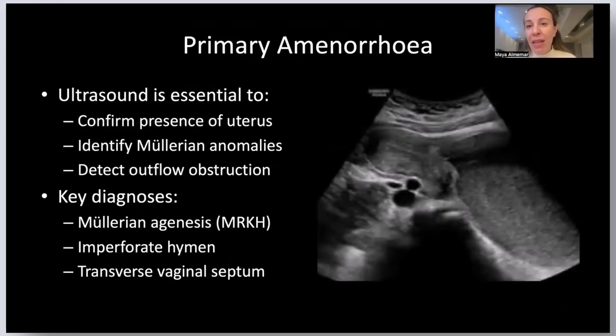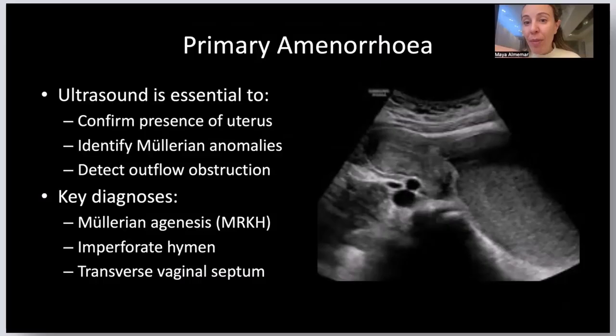Of course, included in delayed puberty is primary amenorrhea. And here again, you want to confirm the presence of the uterus, identify the Müllerian structures and potential differences in development. In particular, you'd be looking at outflow obstruction, which can present in this way. So a key diagnosis you might make would be Müllerian agenesis or Mayer-Rokitansky-Küster-Hauser syndrome, which is the absence of the uterus, the cervix, and the upper two-thirds of the vagina.